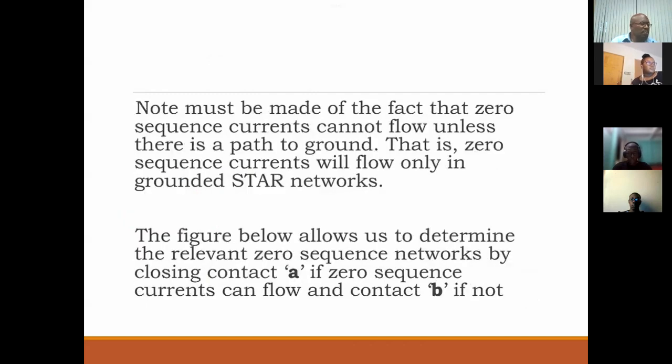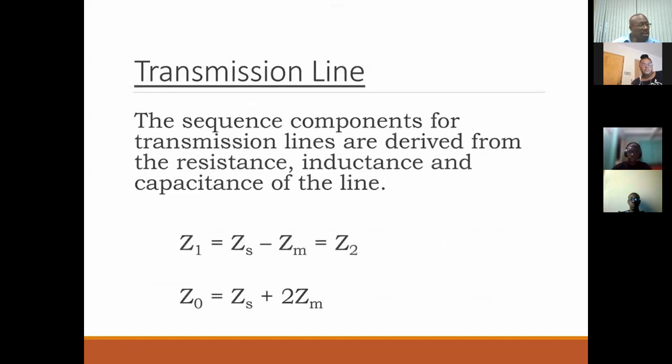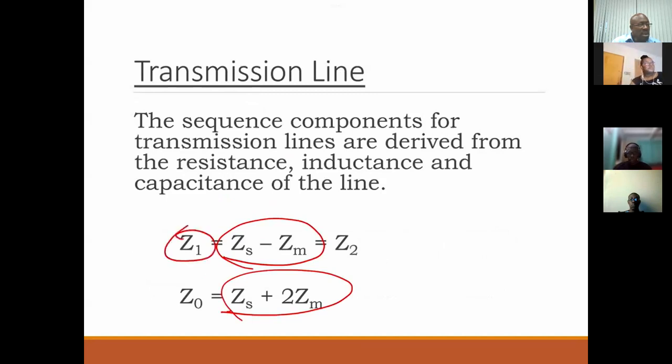Okay? And you remember the business of the only flow through grounded star, that's zero sequence currents. And with the use of the A and the B contacts, where we show here, if zero sequence can't flow, then we'll close A. If it can, then we'll close B. And we do that on either side of the transformer. And then our transmission line, we will not get into using the self and the mutual impedances. Suffice it to say, once you have Z1 for your transmission line, you automatically have Z2. And of course, you have Z0.